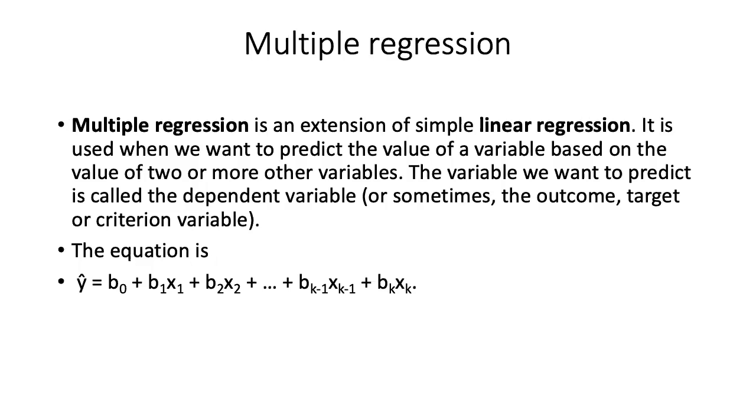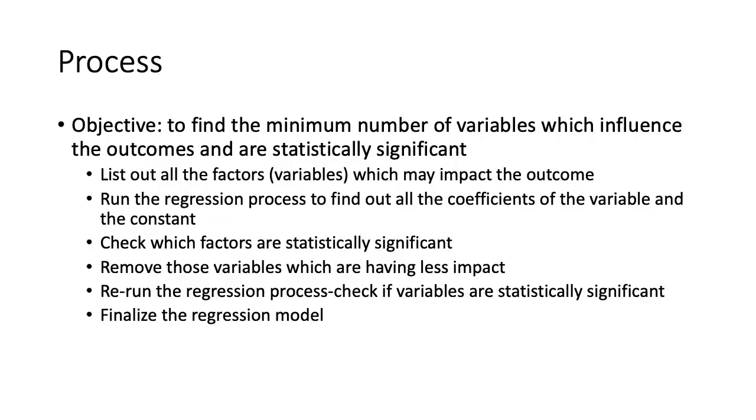Now let's see the whole process. First of all, we have to find out all the factors. These are independent factors which are impacting the dependent variable, or the outcome. Run the whole process of regression and try to find out what the coefficients of these variables are, as well as the constant. By this, you will get a regression equation.